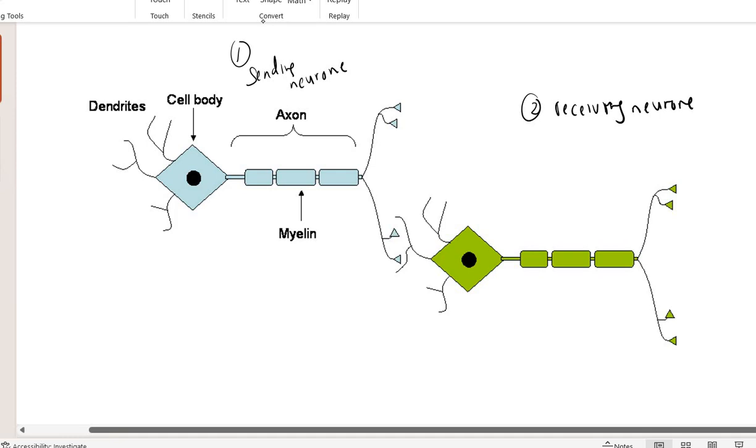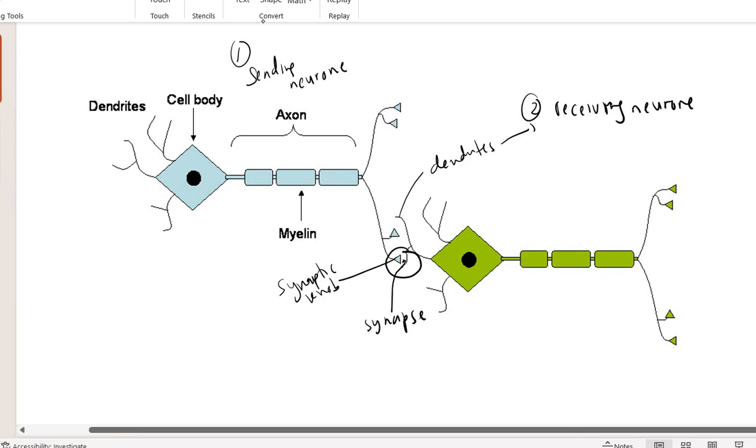So there's a gap here between the synaptic node of the sending neuron and also the dendrites of the receiving neuron. This gap is known as synapse. The gap between the synaptic node of the sending neuron and the dendrites of the receiving neuron is known as synapse.